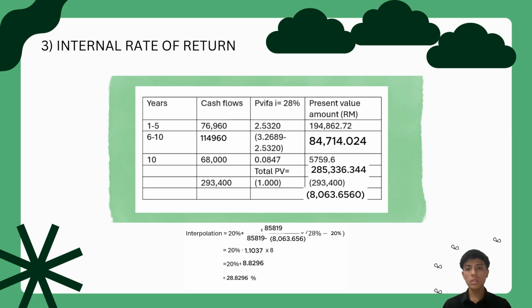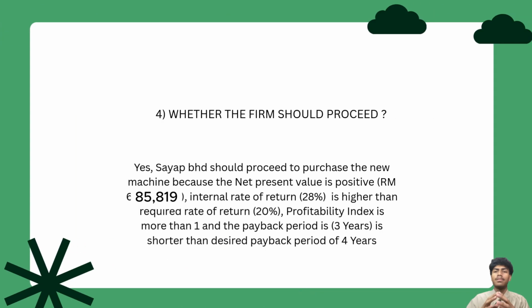We use interpolation. IRR equals 20% plus 63,986.344 divided by 63,986.344 minus negative 21,504.712, times 28% minus 20%. This gives an IRR of approximately 32.05%. The next question is whether the firm should proceed with the purchase of the new machine.